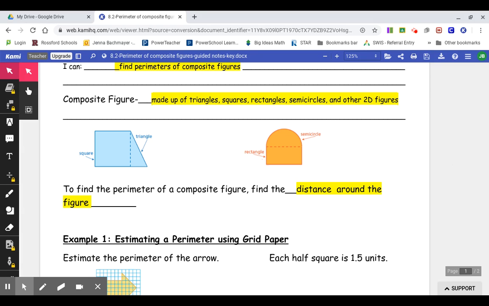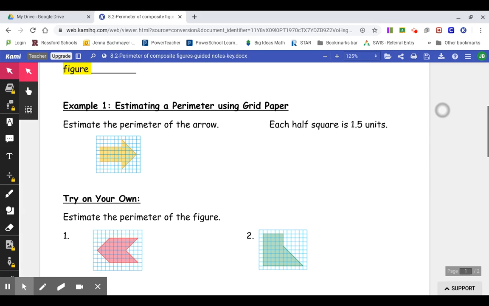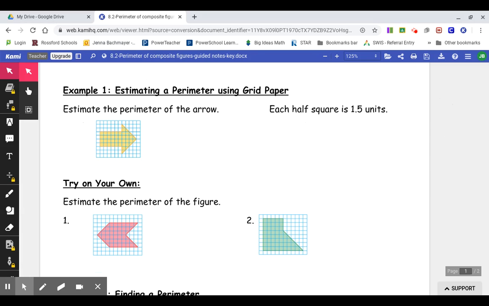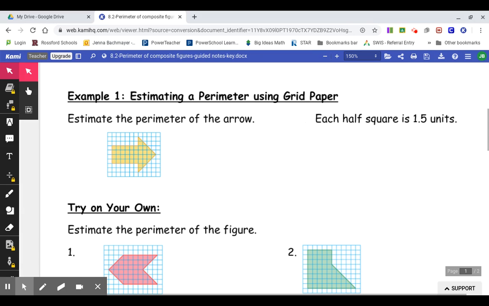To find the perimeter of a composite figure, you need to find the distance around the figure. So remember, that's what perimeter is. Example 1: we need to estimate the perimeter of the arrow. And I'm actually going to zoom in, see if we can get close enough.